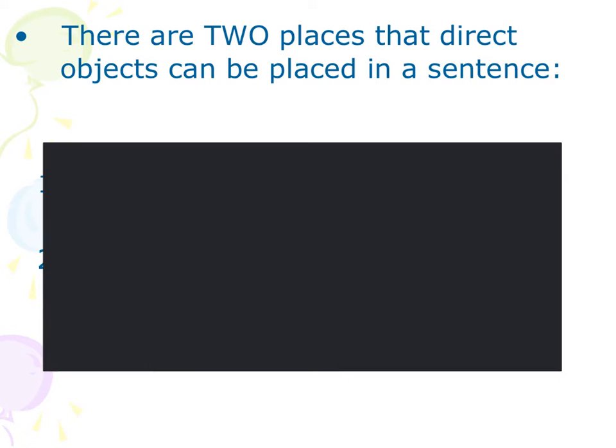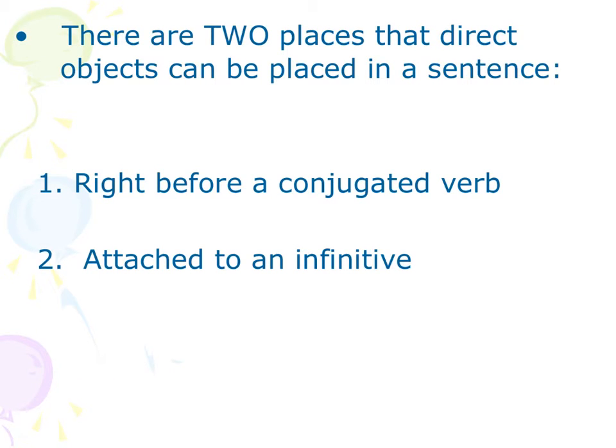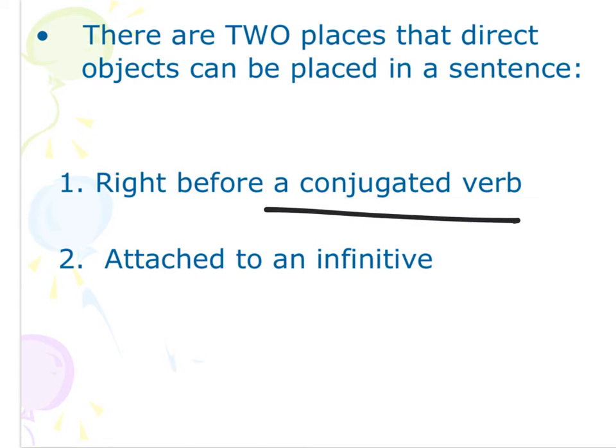But where do we place these direct object pronouns? Well, there are two places that direct object pronouns can go, and they can be placed right before a conjugated verb, or attached to your infinitive. Once again, what is an infinitive? An infinitive is a verb in its purest form. So it is a verb that has not been conjugated, such as hablar, comer, correr. They still end in AR, ER, and IR.